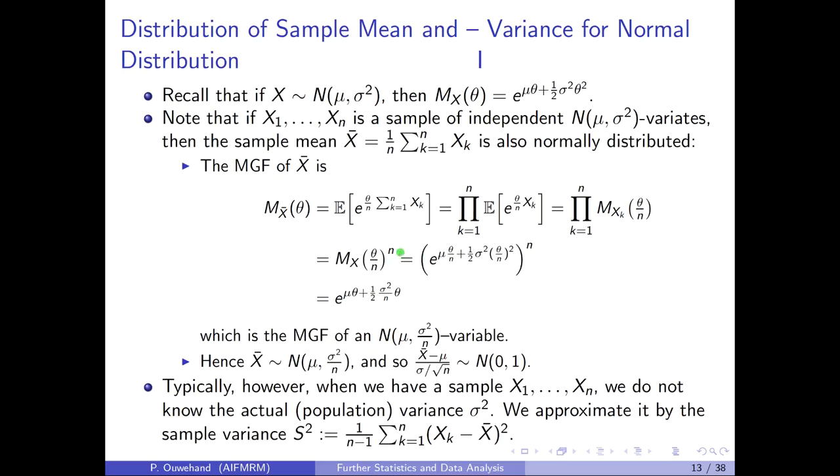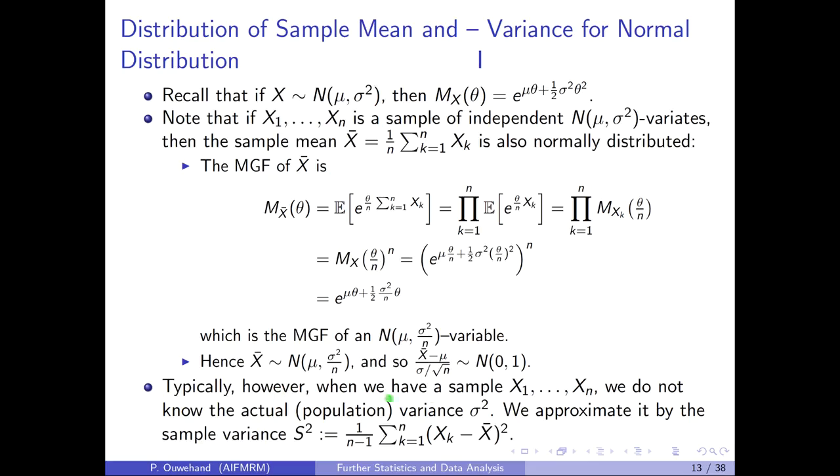And we must take that to the power n. And that simplifies to e to the mu theta plus half sigma squared over n theta. Now that looks like the moment generating function of a normal random variable with mean mu and variance sigma squared over n. And by the correspondence between moment generating functions and distributions, we can deduce that x bar is normally distributed with mean mu and variance sigma squared over n. In particular, if we subtract the mean and divide through by the standard deviation, we will get a standard normal random variable. In other words, x bar minus mu over sigma over the square root of n is standard normal.